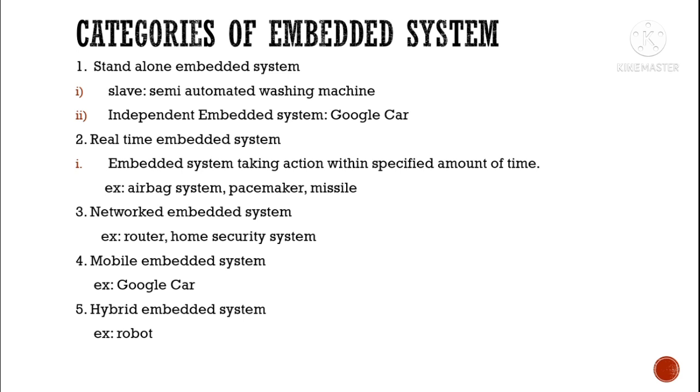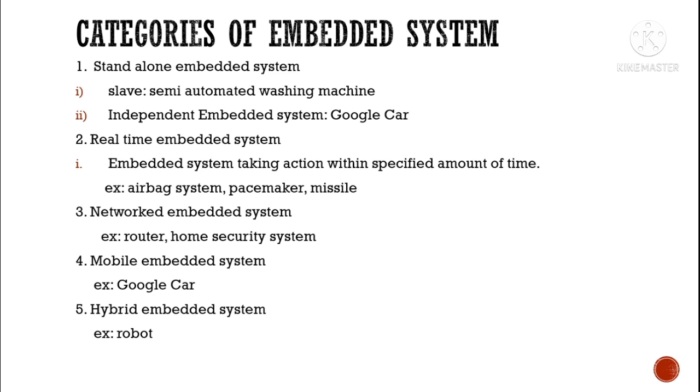Real-time embedded system. A real-time embedded system is defined as a system which gives a required output in a particular time. This type of embedded system follows the time deadline for the completion of a task. For example, airbag system, pacemaker, missile.